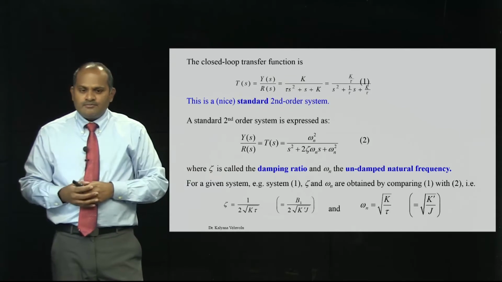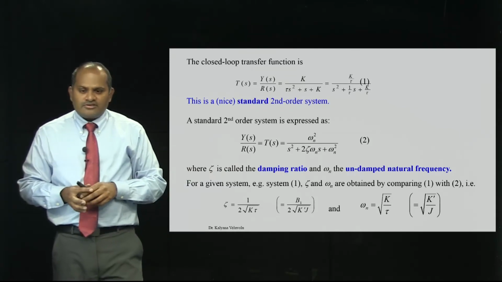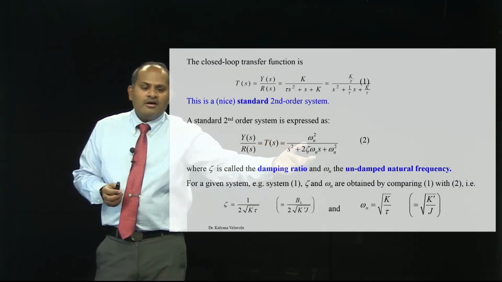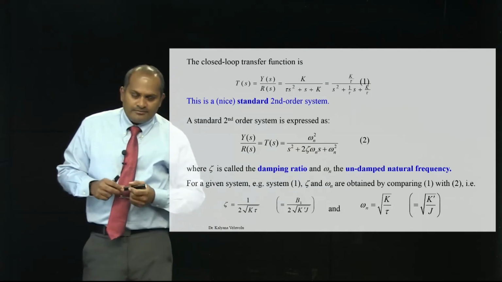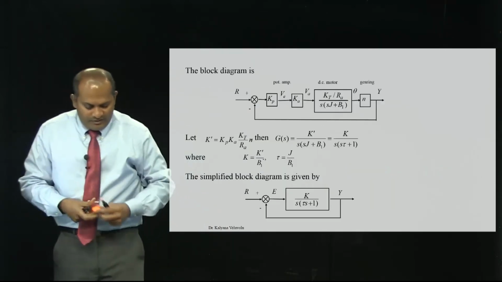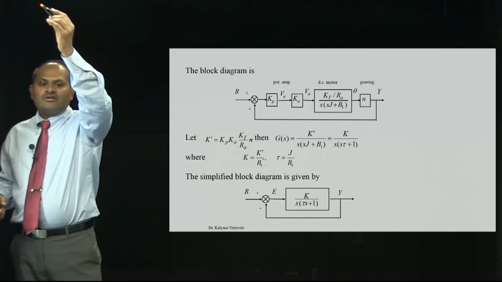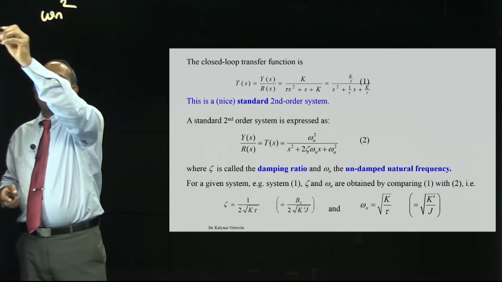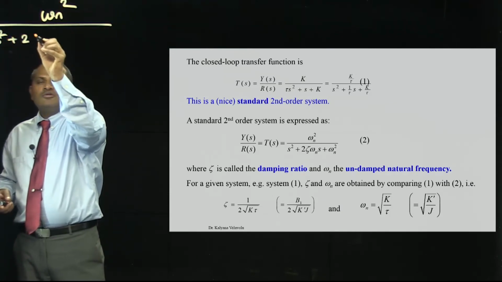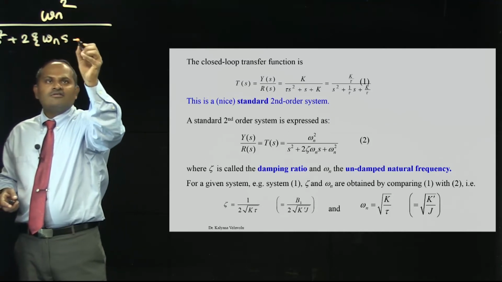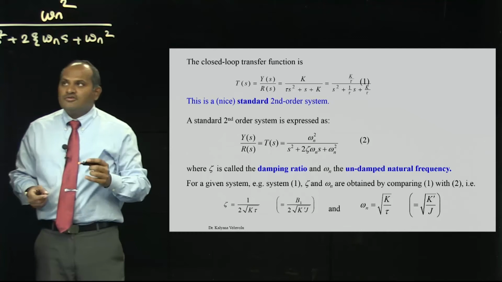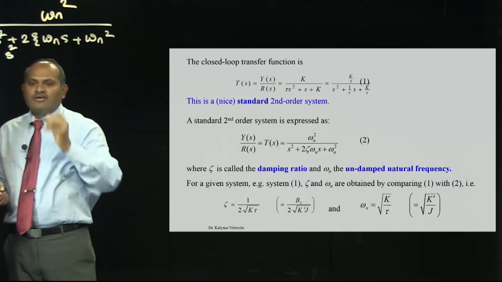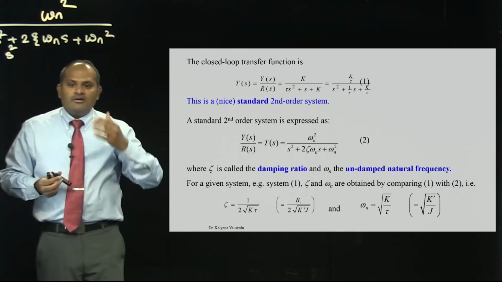A standard second order system can be expressed as Y of s by R of s equal to T of s equals omega n square by s square plus 2 eta omega n s plus omega n square. Now, I think this is one of the important equations, and I would like to emphasize it. So, omega n square by s square plus 2 eta omega n s plus omega n square.